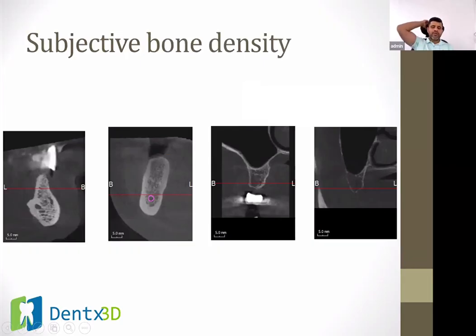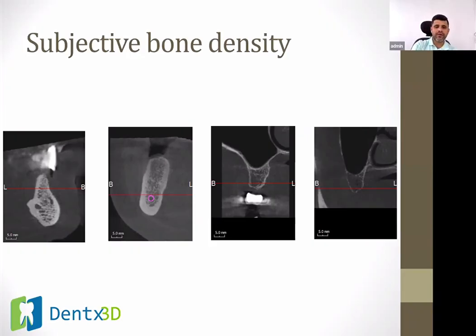Now coming to bone density. Like I said before, bone density in Hounsfield units is pertinent to CT scan. In CBCT, it is not that accurate, so we do not follow that. What we need to do is look at the subjective bone density, that is, whether the bone is hard or soft. If there are more trabeculae and fewer narrow spaces, the bone will appear hard.